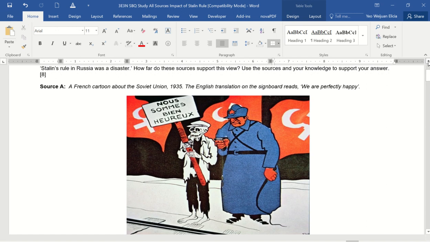You see the idea of being threatened, correct? The skeleton is being threatened at gunpoint to say what? That they are happy. Are they truly happy? No, they are not. So do the people have the freedom of expression? Yes or no? No, right? So Stalin's rule is a disaster because the people had no freedom to express their opinion. Follow? Yes? Okay.